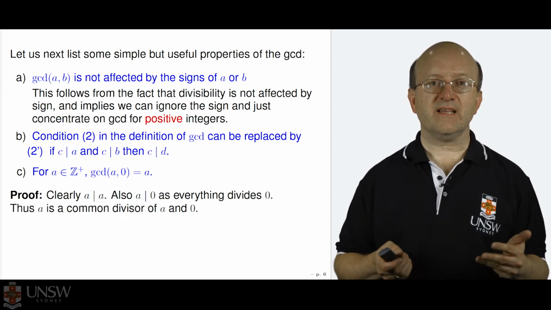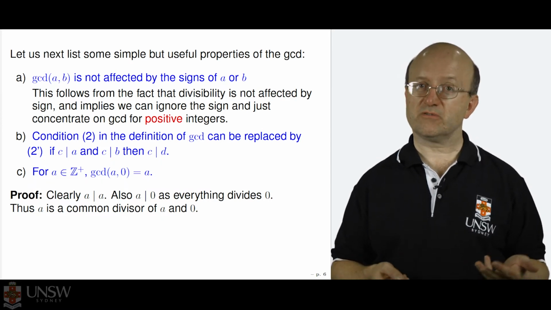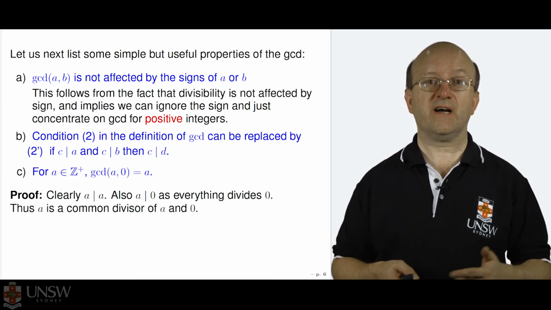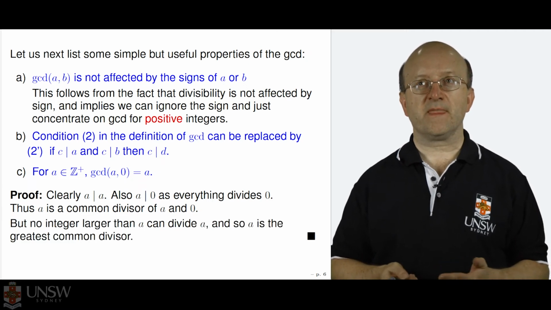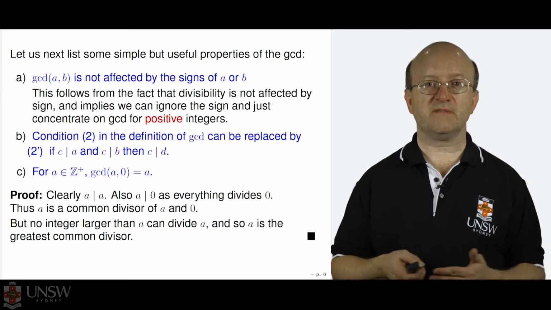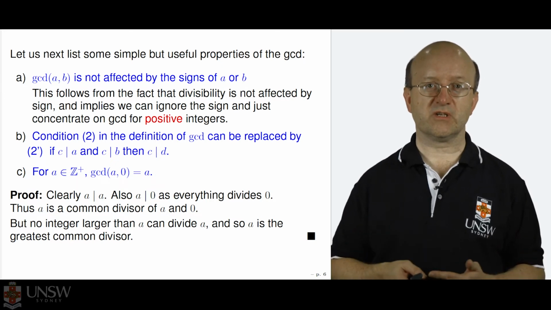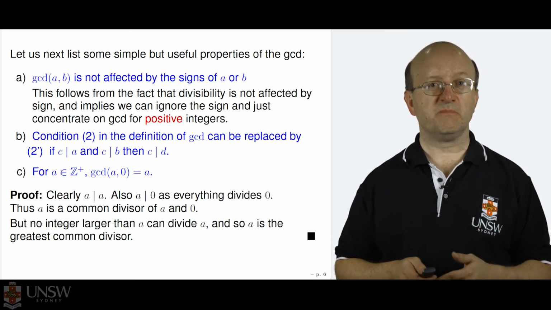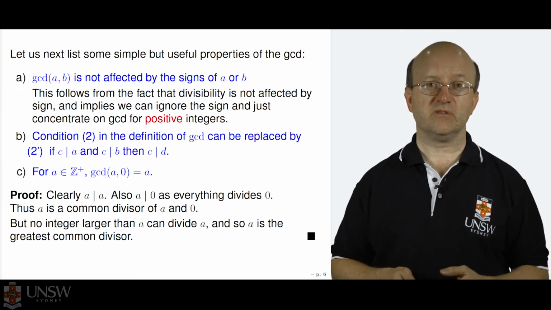Well, clearly A must divide A, because A is equal to A, and A divides 0 because, as we saw in the video on divisibility, everything divides 0. So it does follow that A is a common divisor of both A and 0. Is it the greatest common divisor? Well, obviously no integer that's larger than A can possibly divide A, because A is positive, so it follows that A is in fact the greatest common divisor. So that's the proof of our simple little result. The GCD of A and 0 is equal to A. And this result will in fact prove to be very useful when it comes to efficient calculation of GCD, as we'll see in a future video.